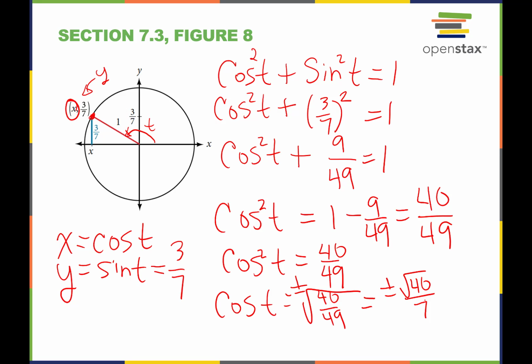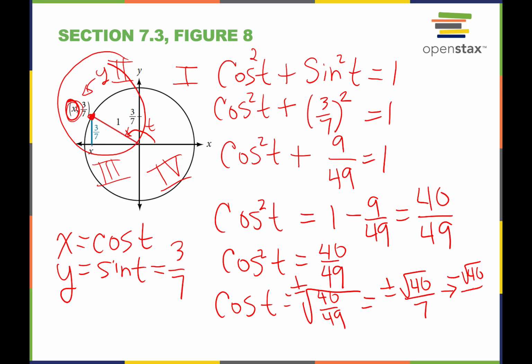If you notice, the point that we're looking at is in the second quadrant. Here's quadrant 1, here's quadrant 2, here's quadrant 3, here's quadrant 4. This angle sweeps open to quadrant 2. In quadrant 2, our value of x, or our value of cosine, is negative. So my final answer is going to be negative square root of 40 over 7. That's going to be my final answer.